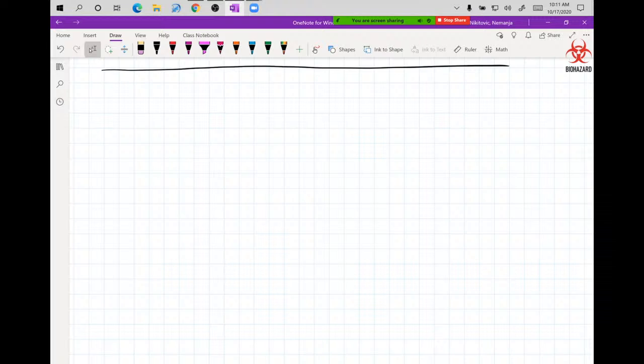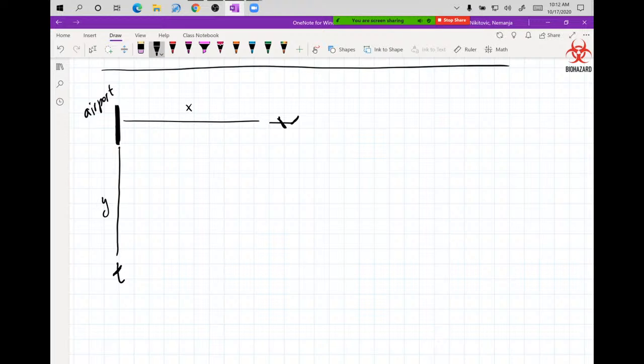Also one of the favorites. So we're going to put an airport right here. We're going to have one plane have this approach. We're going to have another airplane have this approach to the airport. We'll put this one obviously on the x-axis and this one on the y-axis. And they're both traveling towards the airport.